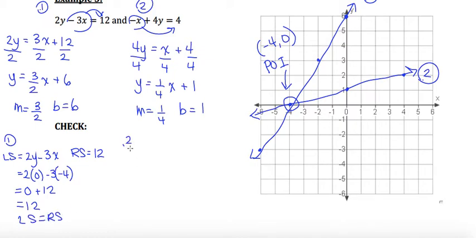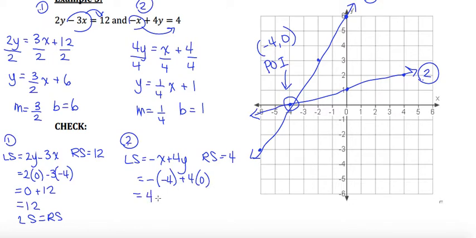Let's do it for equation 2. The left side is equal to -x plus 4y, and the right side is equal to 4. Left side is -x, or -(-4), plus 4 times 0. Negative times -4 is positive 4. 4 times 0 is 0. And 4 plus 0 is 4. So again, left side equals right side. So now I can say with certainty, therefore, the point of intersection is -4, 0.